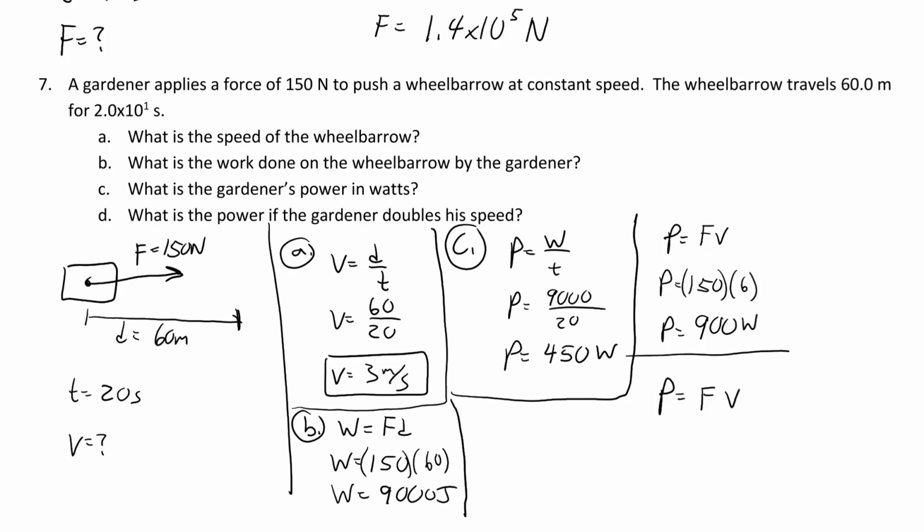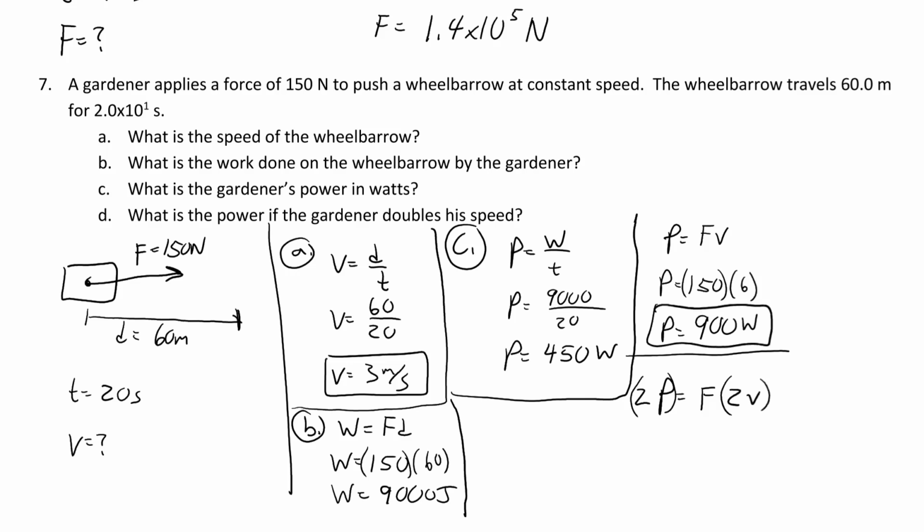If I double my velocity, this becomes 2v. I can't just double one side of the equation and leave the other side untouched. If I double something on this side and it's a direct relationship, I have to double whatever's on the other side of the equation. So now I have 2 times the power. Previously, it was 450 watts, but we want double that power because we doubled the velocity and it's a direct relationship. So all you have to think to yourself is, okay, what's 450 times 2?